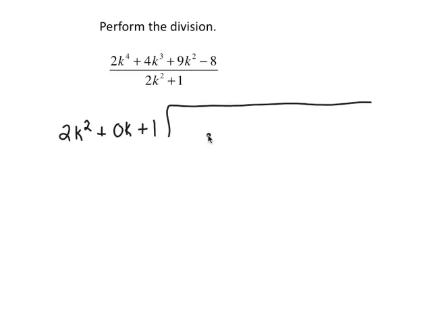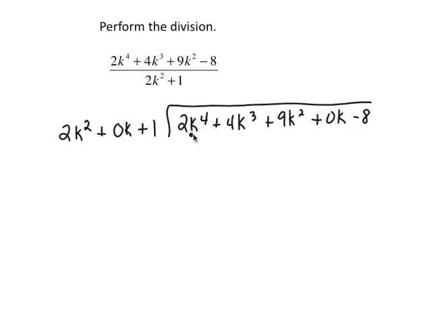And I also need to make sure that I have all of my terms in descending order in the numerator as well. So I have k to the fourth, k to the third, k to the second, but I also need a k to the first. So I'm going to have to put a placeholder there. So this is going to be 2k to the fourth plus 4k to the third plus 9k to the second plus 0k minus 8. And now I'm ready to go ahead and do this division.